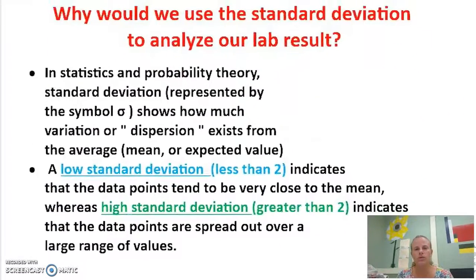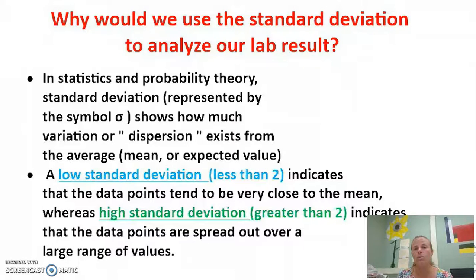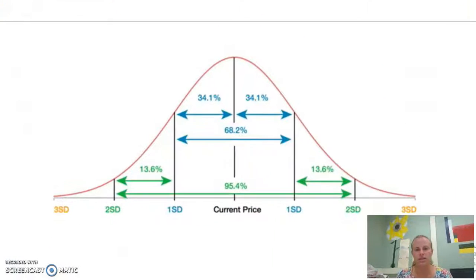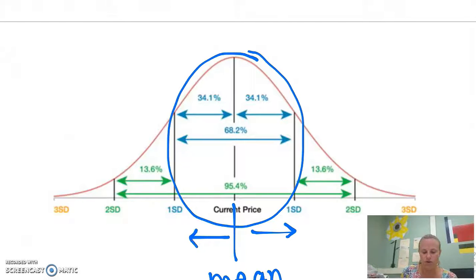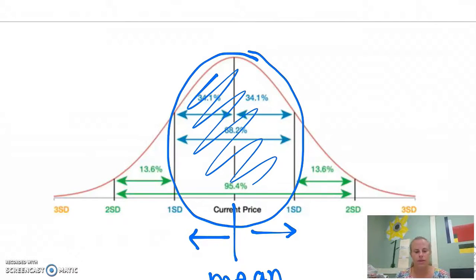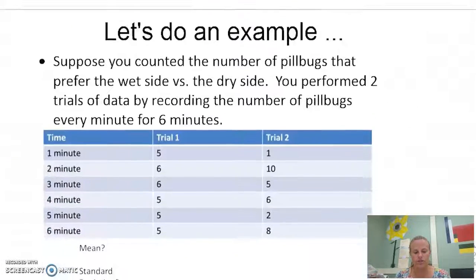So why would we use standard deviation? It's going to tell us how much our data deviates from the average. You, in general, want a low standard deviation, meaning that there is less range within your data. So if we take a look, this is where we want our data to fall. This is our mean or our average, and we want to go one standard deviation above to one standard deviation below. This is our ideal standard deviation values. So let's do an example.